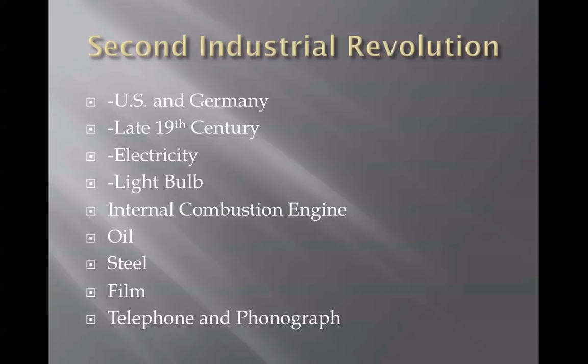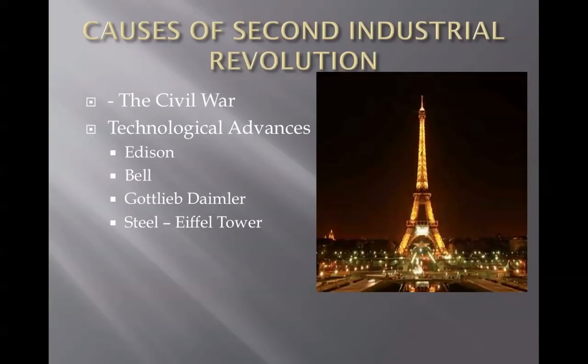The characteristics of the second industrial revolution, you can see on the screen: electricity, the light bulb, the internal combustion engine, oil, steel, film, the telephone, the phonograph. All these things characterize the second industrial revolution. Usually, I think probably everybody that's listening to this uses the internal combustion engine, of course, when you just drive your vehicle. What are some of the causes of the second industrial revolution?